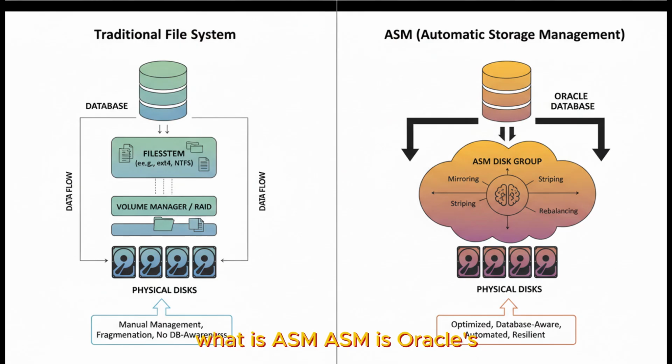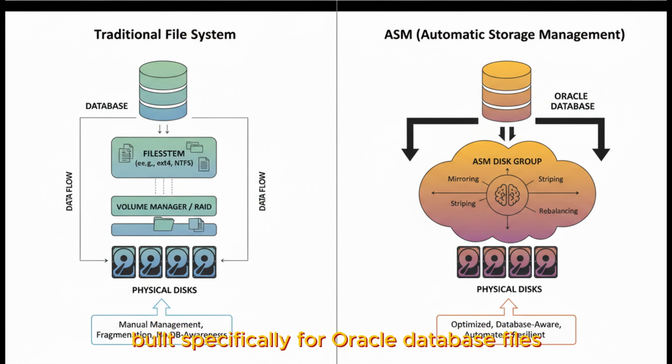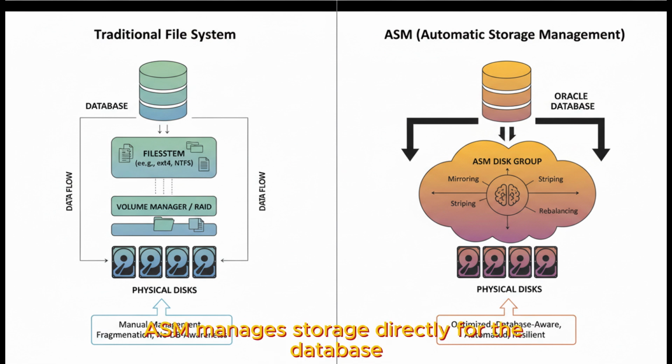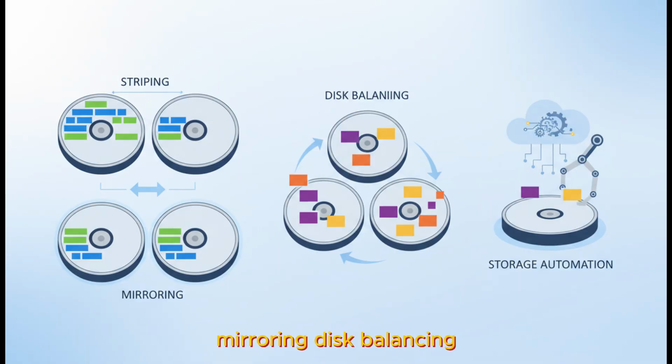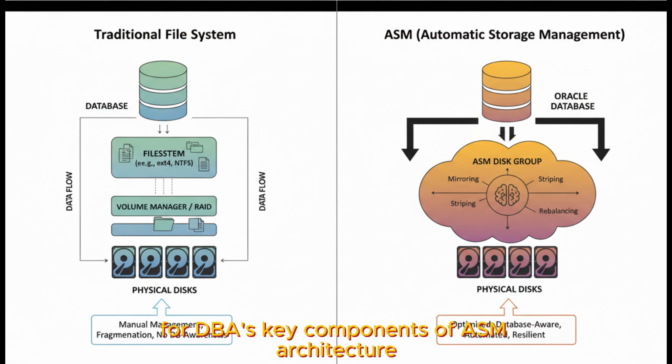What is ASM? ASM is Oracle's integrated volume manager and file system, built specifically for Oracle database files. Instead of relying on traditional operating system file systems, ASM manages storage directly for the database. It handles critical storage functions such as striping, mirroring, disk balancing, and storage automation. By doing this, ASM removes the need for manual file placement and tuning. The result is predictable performance, better I/O distribution, and reduced administrative overhead for DBAs.